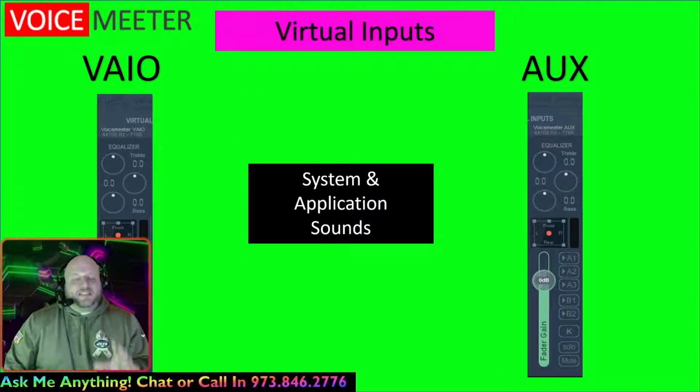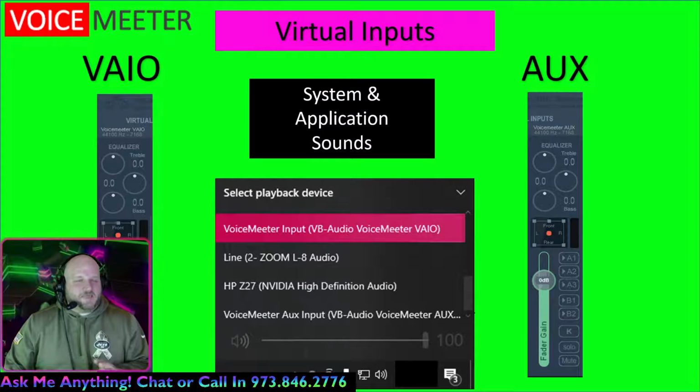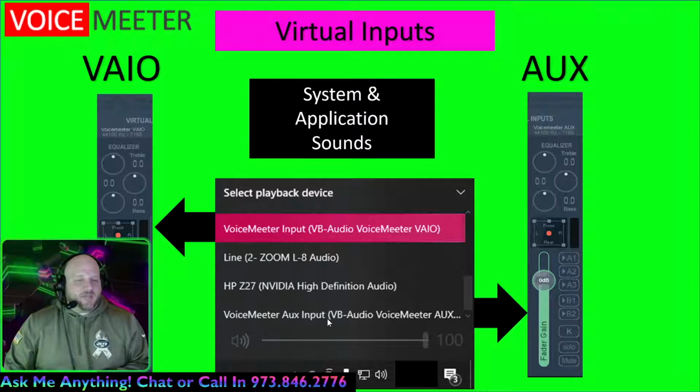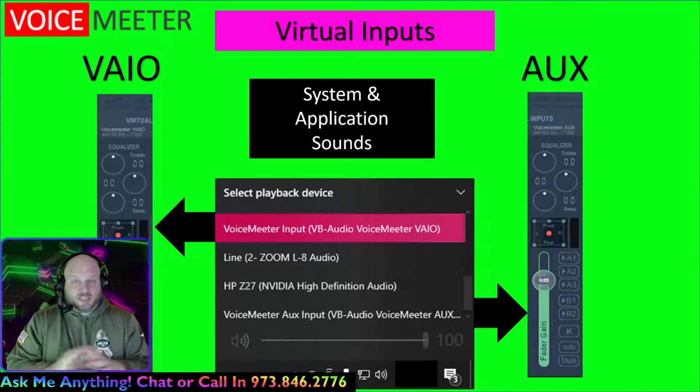All right, so this is where your system and application sounds are going to come in. Like we mentioned earlier, if you set up your general system sound in Windows as Voicemeeter Input VAIO, then it's going to feed all of your system sounds to this left channel. If you set up your system sounds to AUX input, it's going to go to this right channel. Now, some applications allow you to route audio independent of your system settings. Virtual DJ is one of them.